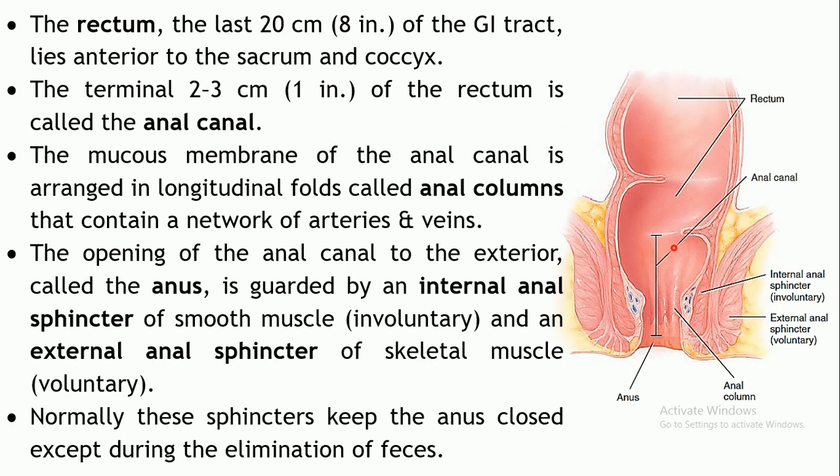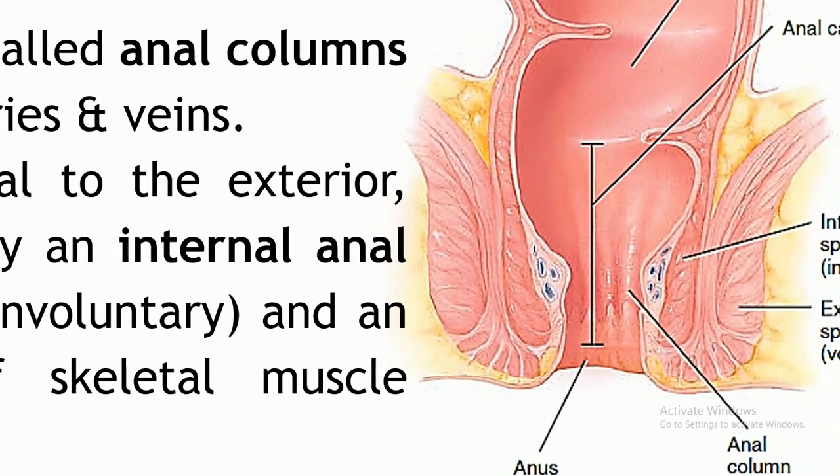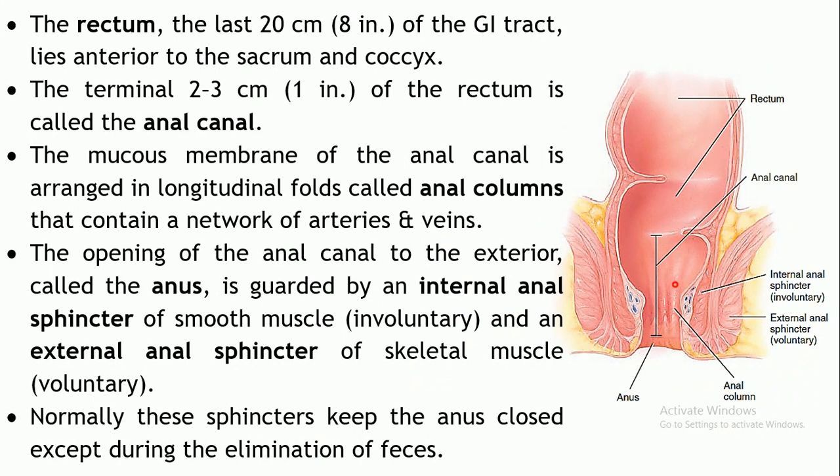Now, within this anal canal, the mucosa is arranged in the form of longitudinal folds, as you can see over here. So these longitudinal folds of the mucous membrane are called anal columns. Okay, the longitudinal folds within the anal canal are called anal columns. These basically contain a network of arteries and veins.